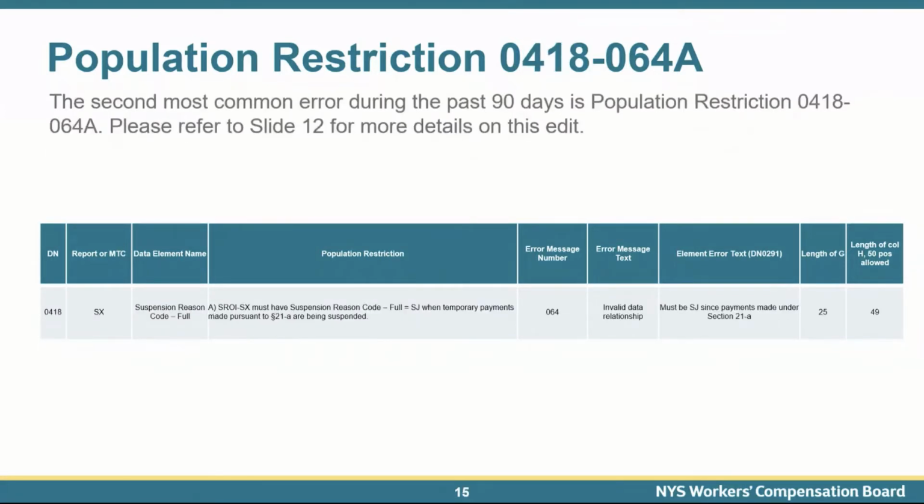The second most common error was for population restriction 0418-064A. We just discussed that in slide 12, and again, we will publish this presentation, so you'll be able to go back and review slide 12 in the future if you have any questions. And as always, if you have questions, feel free to reach out to the eClaims team as well.